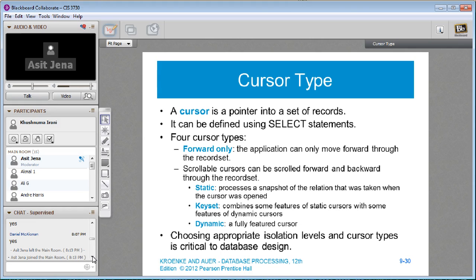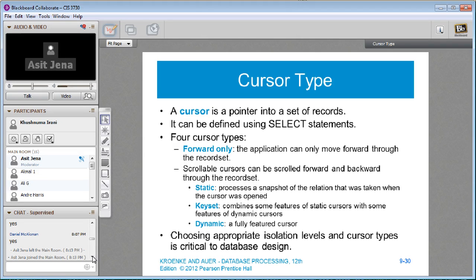Now we'll be talking, hopefully for a while, about cursors. And again, all these things, I'm just going to give you the basic understanding of. I'm not going to get into a lot of detail. A cursor is a pointer into a set of records. It can be defined using a select statement. So what exactly is a cursor? Let's talk about it, because obviously you can't use a cursor in a SQL statement. A cursor is usually used within a programming language.